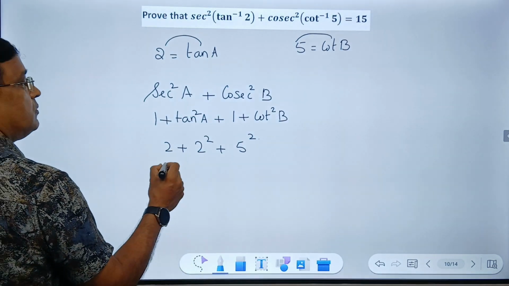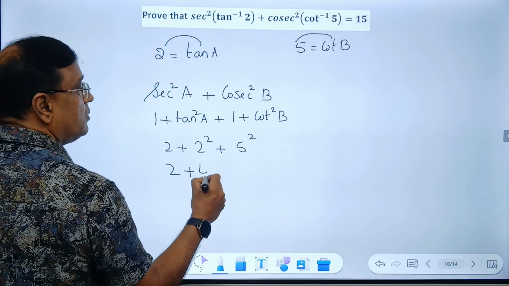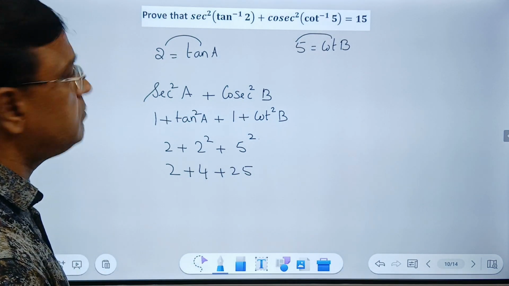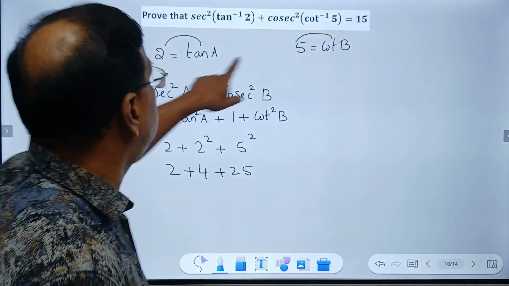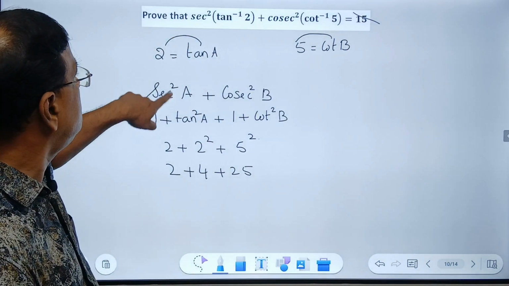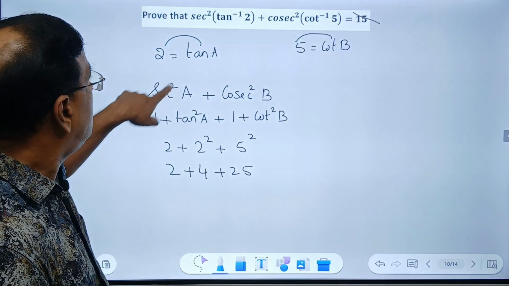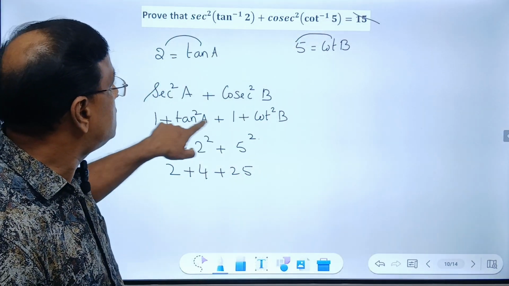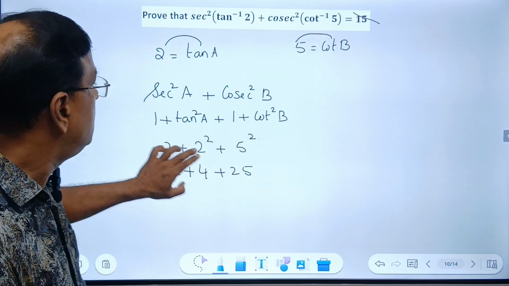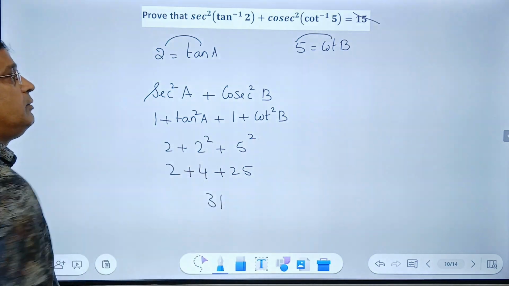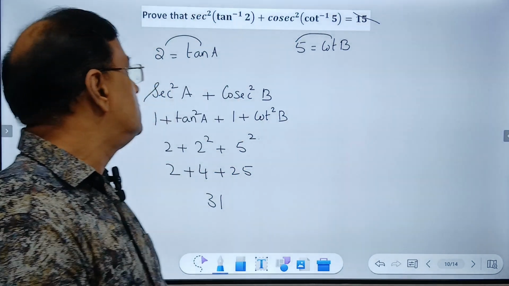So what is this? This is 2 plus 4 plus 25. I think I have made some mistake, I don't know. Maybe this is not the answer. Secant inverse of 2, so 2 is tan A. This is correct. This is cot B. That is also correct. So cot square B will be 25. It will be 4. Yeah, correct. 4 plus 25, 29, plus 2, so the answer should be 31. Not 15, it should be 31.